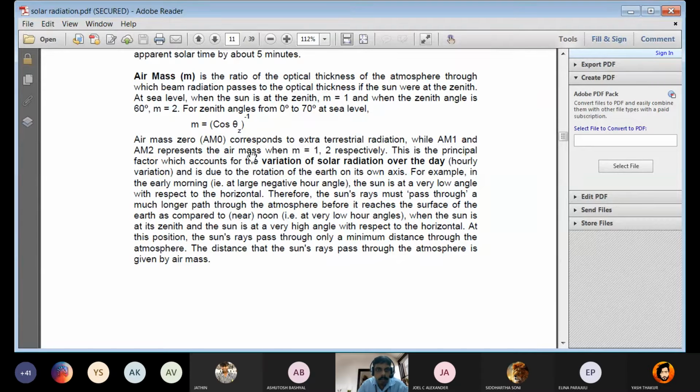Last time I showed a picture, no? In the morning the rays have to traverse more distance in the atmosphere to reach a location, so the intensity is less, right? If the sun is overhead, we get more intense solar rays because they have to traverse less. That is given by air mass. M is equal to 1 by cos theta z, where theta z is the zenith angle.